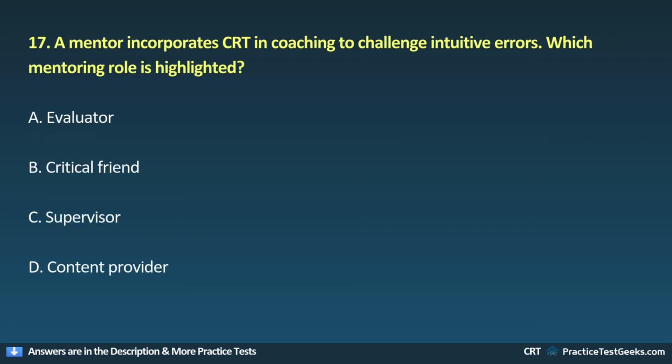17. A mentor incorporates CRT in coaching to challenge intuitive errors. Which mentoring role is highlighted? A. Evaluator. B. Critical friend. C. Supervisor. D. Content provider.